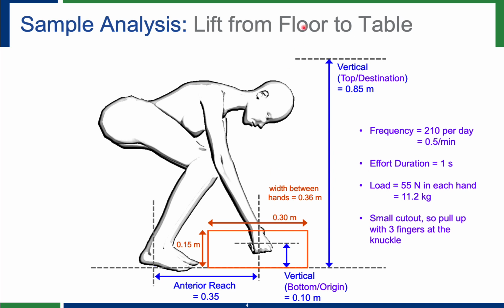Let's say it takes 1 second, just to simplify, to do this lift. The load is 55 newtons in each hand. And let's just say that there's not enough of a space to do a full power grip. So they maybe have to wrap 3 fingers inside a slot in this box. So a very simple task, a lift from floor to table, or what we think of as a floor to knuckle lift.